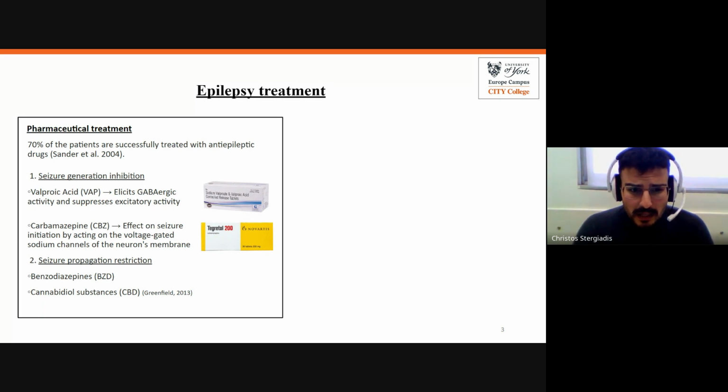Those antiepileptic medications either focus on inhibiting the generation of seizures initially, so they stop the generation of seizures themselves. This type of antiepileptic drug could be valproic acid or carbamazepine. They have different mechanisms of action, but essentially they try to do the same thing. They have the same goal. Or there are antiepileptic medications that try to restrict seizures from propagating. So, okay, the seizure started, I can't stop it from starting, but I can try to restrict where inside the brain it will propagate and cause more problems and more symptoms.